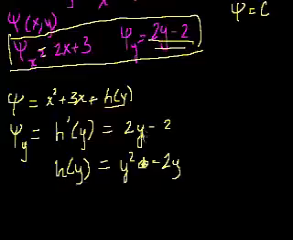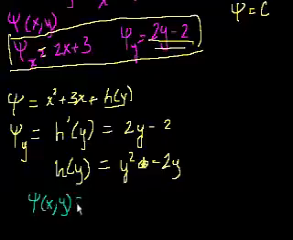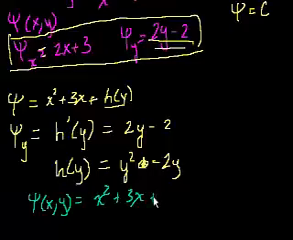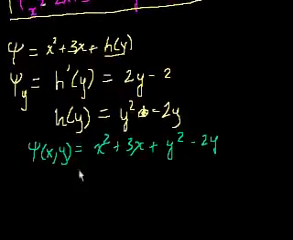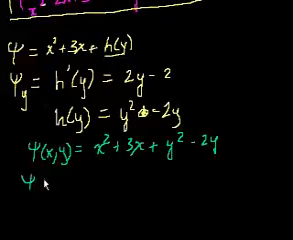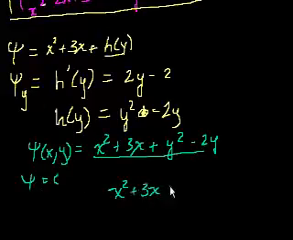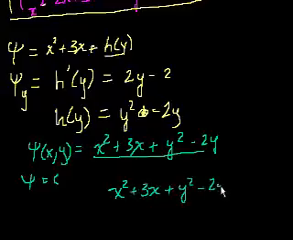So what is our xi function as we know it now, not worrying about the plus c? It is xi of x and y is equal to x squared plus 3x plus h of y, which we figured out is this, plus y squared minus 2y. And we know a solution of our original differential equation is xi is equal to c. So the solution of our differential equation is x squared plus 3x plus y squared minus 2y is equal to c.